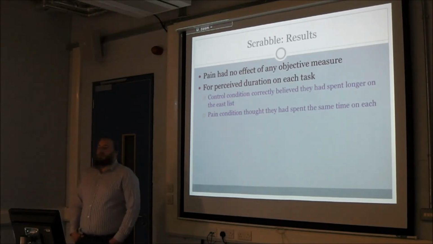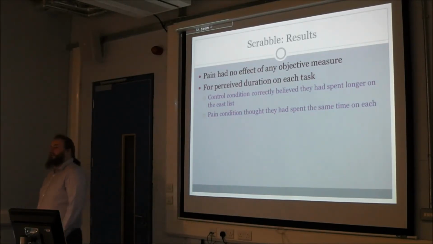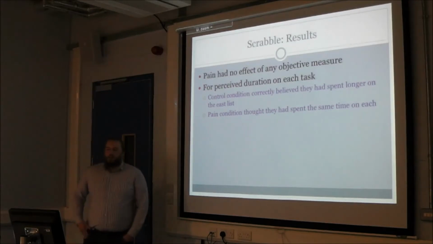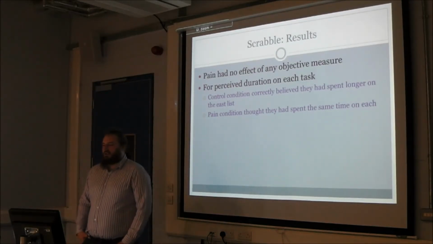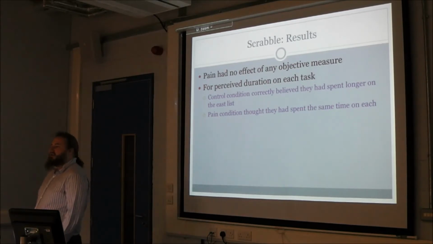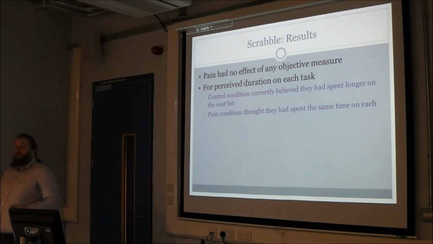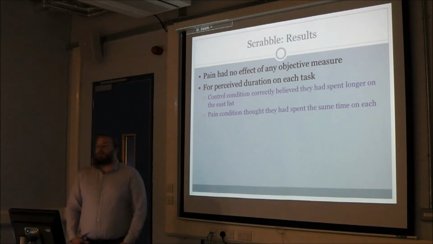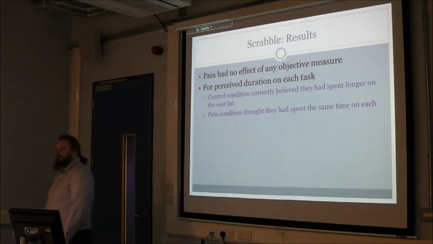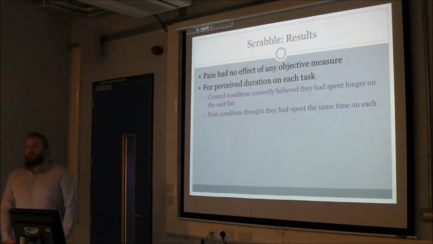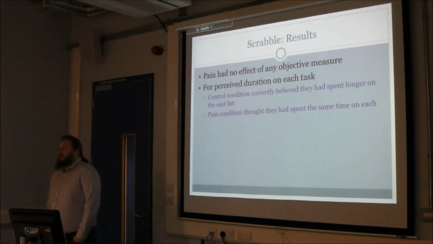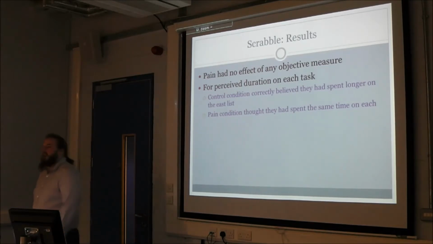So on all of the objective measures, we found that pain didn't actually have any effect. So pain didn't change the amount of time people spent on each of the lists, the number of words generated. But what pain did seem to have an effect on was that participants in the control condition rightly believed that they'd spent longer on the easy list rather than the hard list. So they thought they'd spent more time on the easy list than the hard list. Participants in the pain condition, however, thought they'd spent the same amount of time on each of the 2 lists. So they were less aware of how they'd actually performed, certainly as far as time goes anyway.